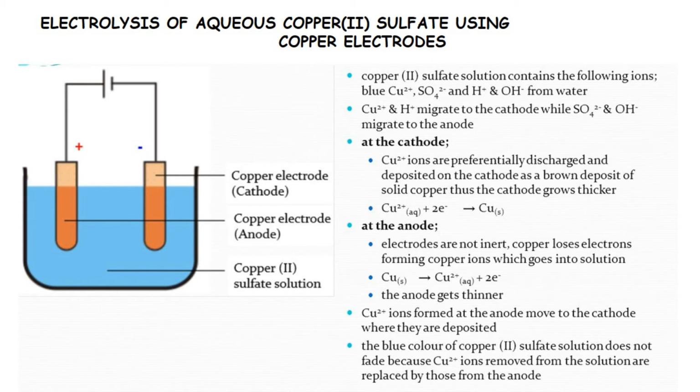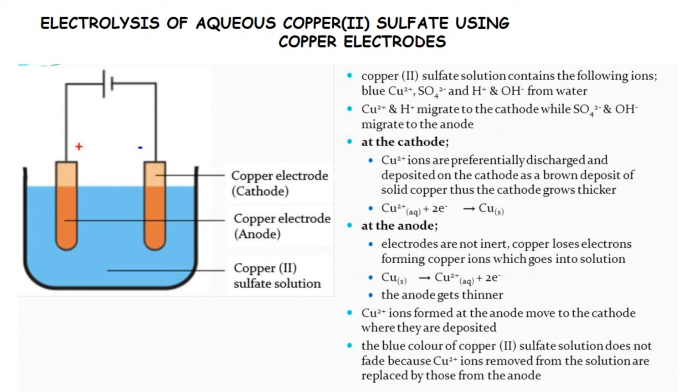At the anode, what happens? Here the electrodes are not inert. Here we are using copper electrodes as the cathode and anode. Earlier we used carbon, so there was no reaction, but here copper is not inert. So the reaction happens at the anode. At the anode, as we know, oxidation takes place. So the copper anode itself undergoes oxidation.